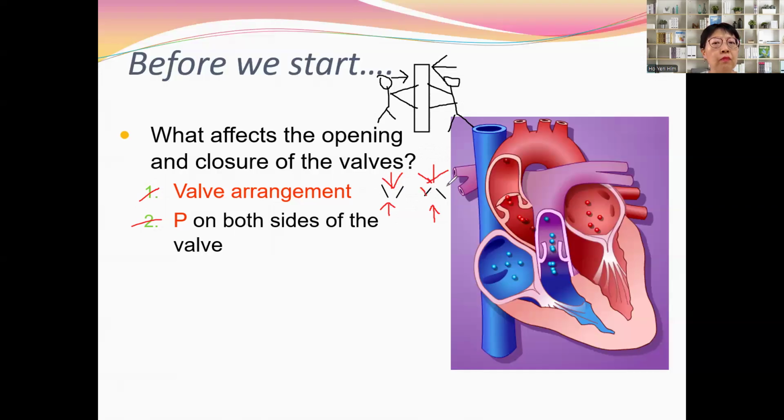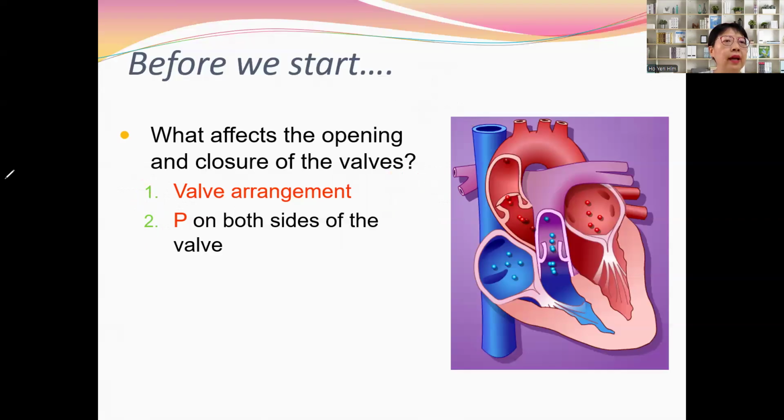So therefore close. Okay? So when you want to explain the cardiac cycle, what happened to the valve? You must first know the valve arrangement. Which orientation is the valve arranged? And then what is the pressure on both sides of the valve? Therefore, the valve will open or close depending on these two factors. Okay? So this is the first criteria to describe the cardiac cycle.